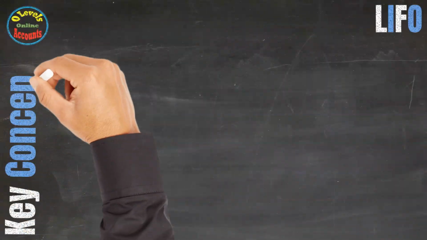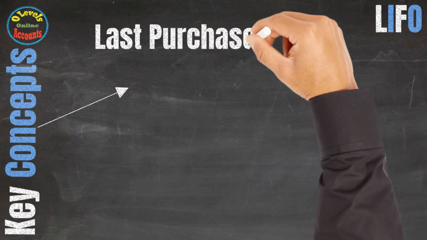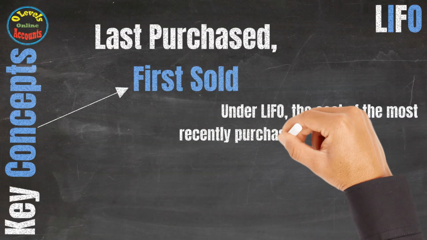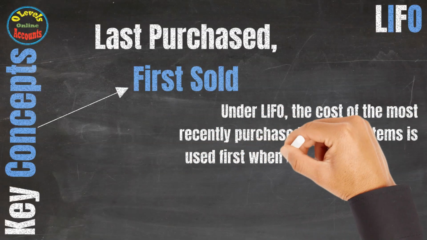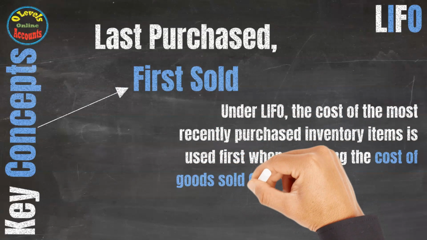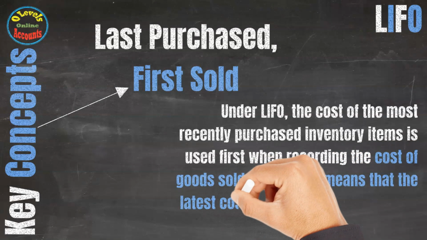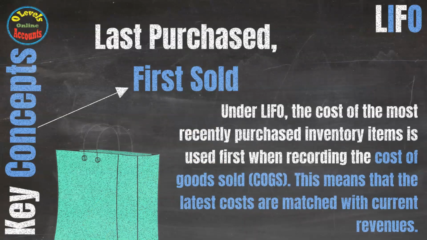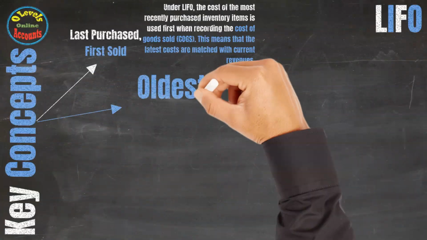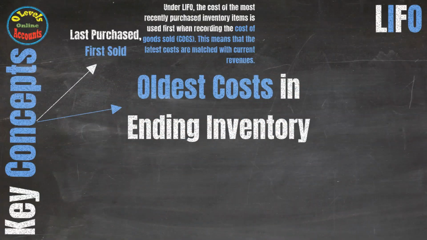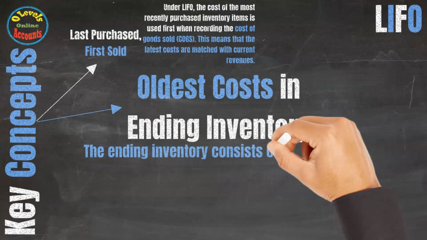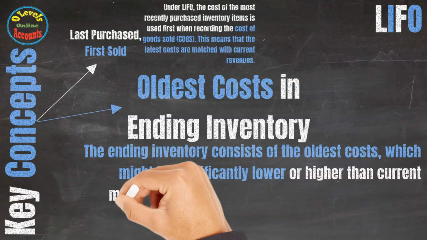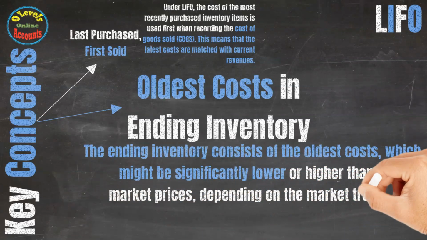The first concept is last purchased, first sold. Under LIFO, the cost of the most recently purchased inventory items is used first, when recording the cost of goods sold. This means that the latest costs are matched with current revenues. Let's check another concept. The second concept is, the ending inventory consists of the oldest costs, which might be significantly lower or higher than current market prices, depending on the market trends over time.